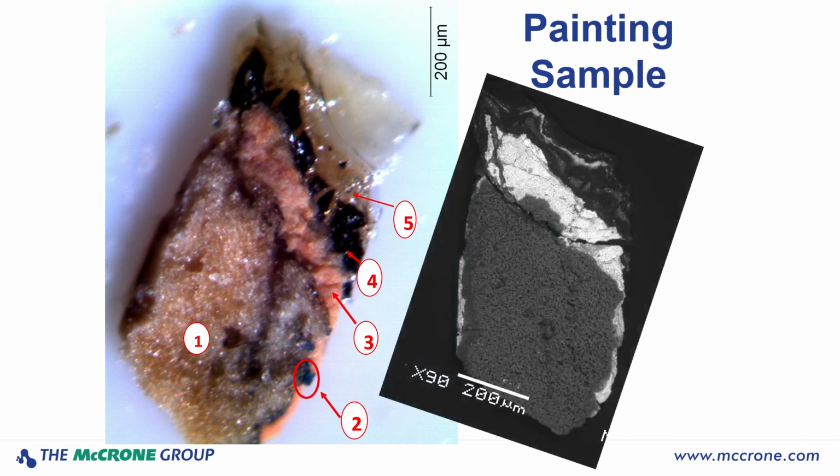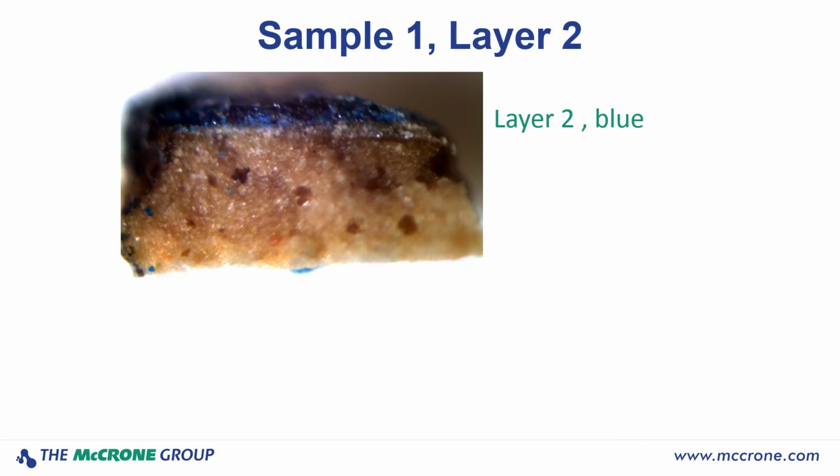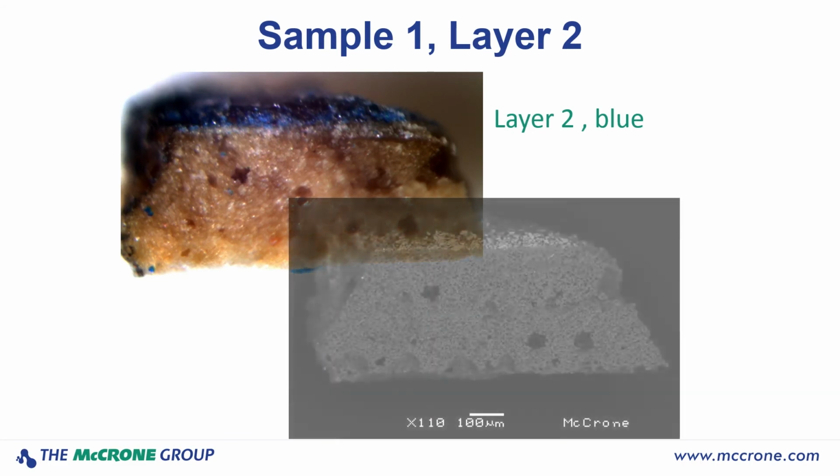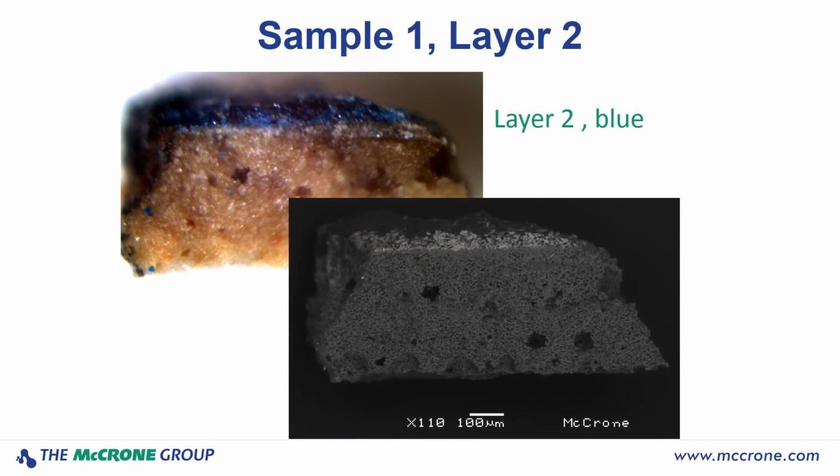This image is the backscatter electron image, and you can see the difference in material from the backscattered electron image when compared to the optical image. So to give a few examples, sample 1 layer 2 was blue. You can see the blue on the top of that layer. If you look at the SEM-EDS picture, you can see it is definitely a more intense material.